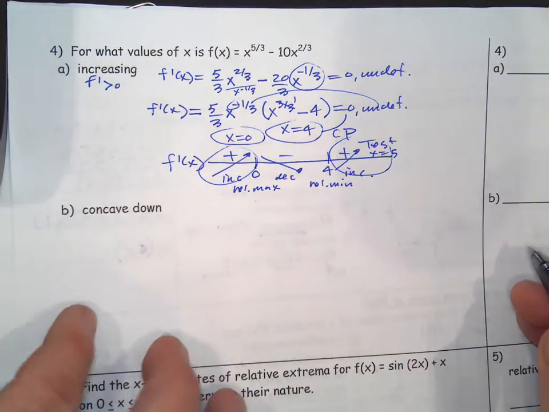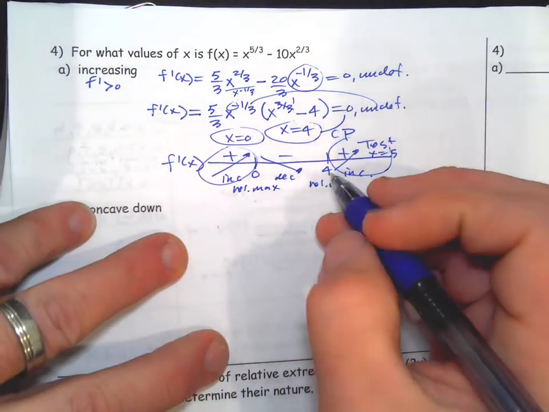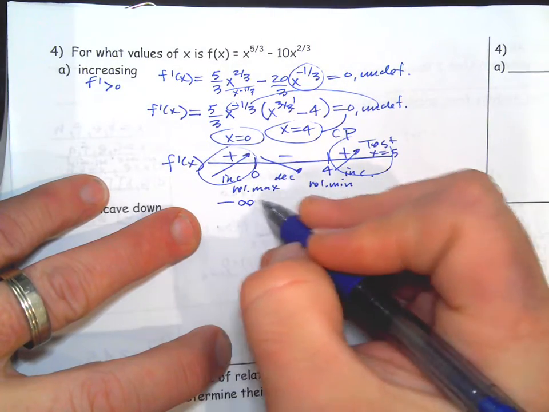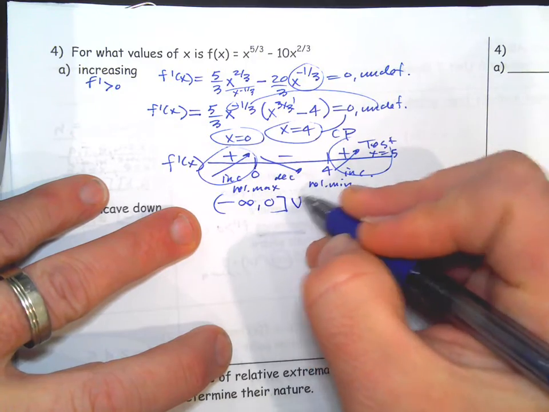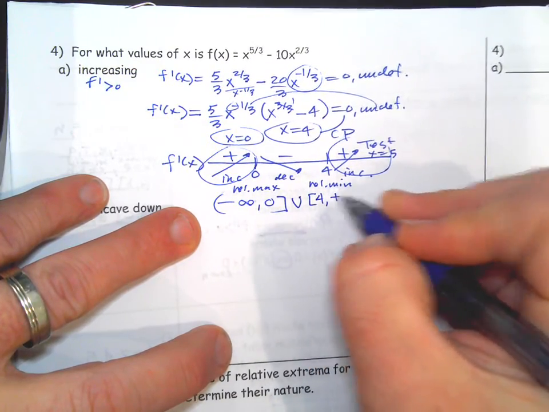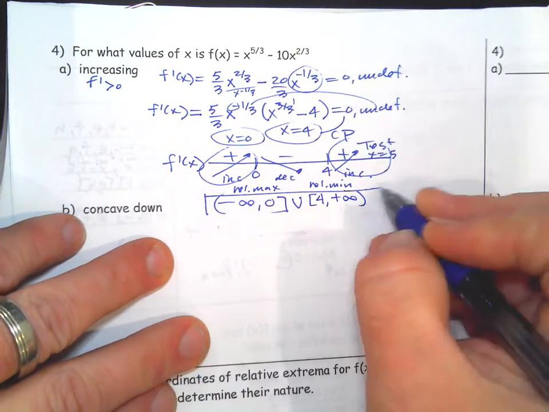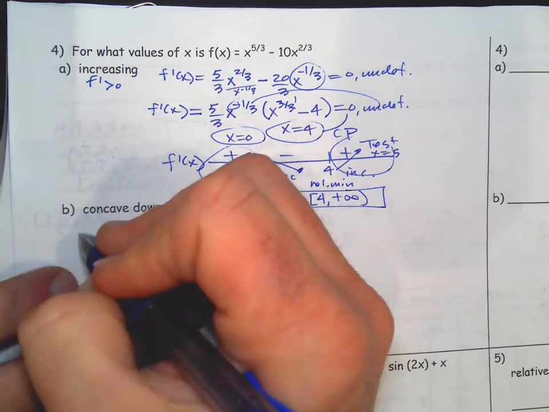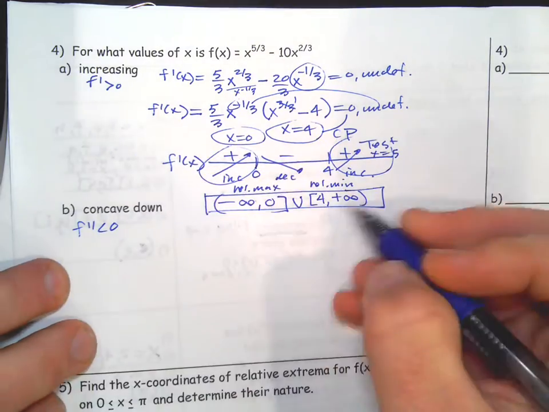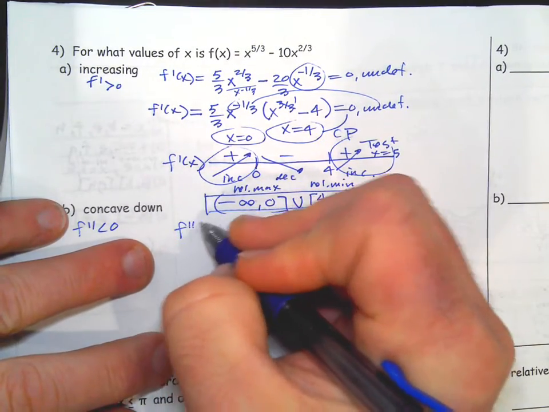So our answer is going to be negative infinity to 0, including 0. We never include infinity. Union 4 to positive infinity. That's where it's increasing. Concave down is where f double prime is negative. So we got to find the second derivative.